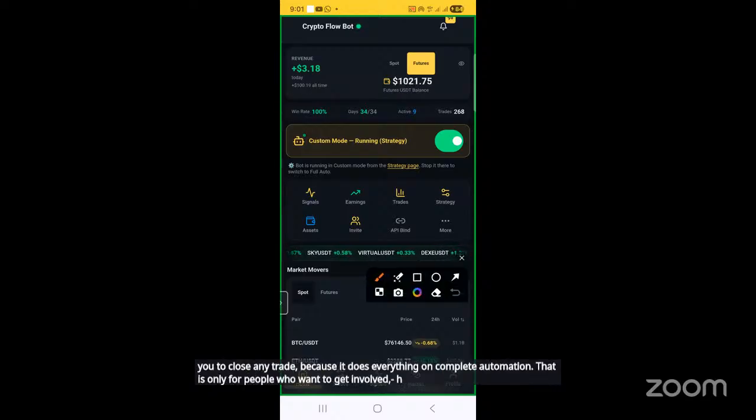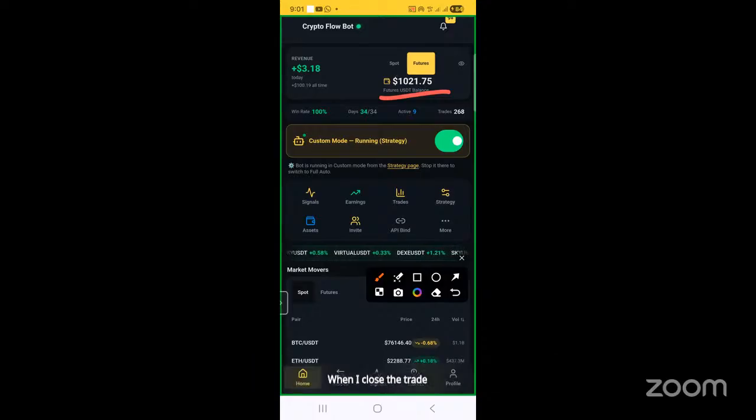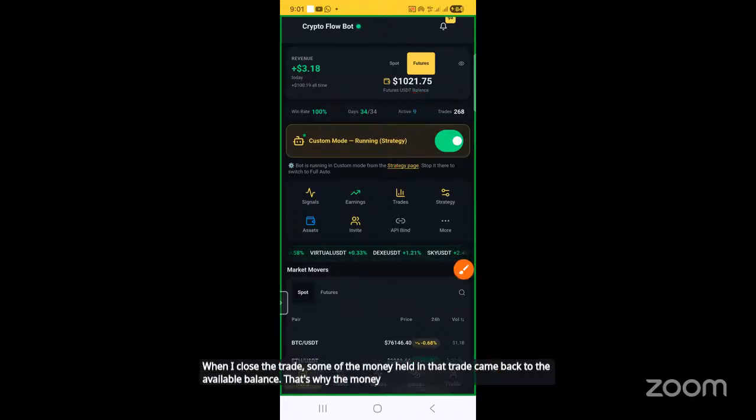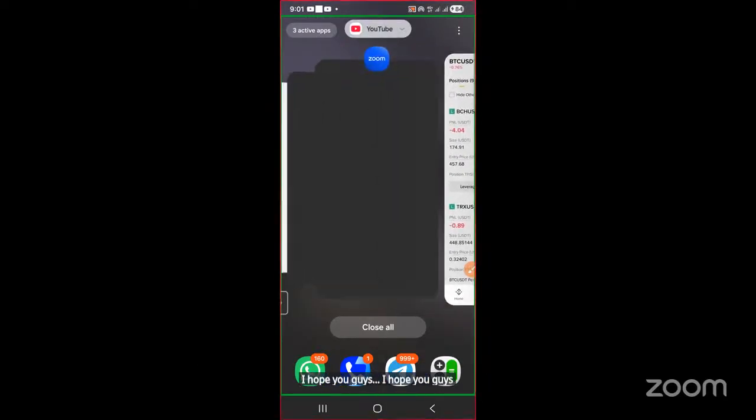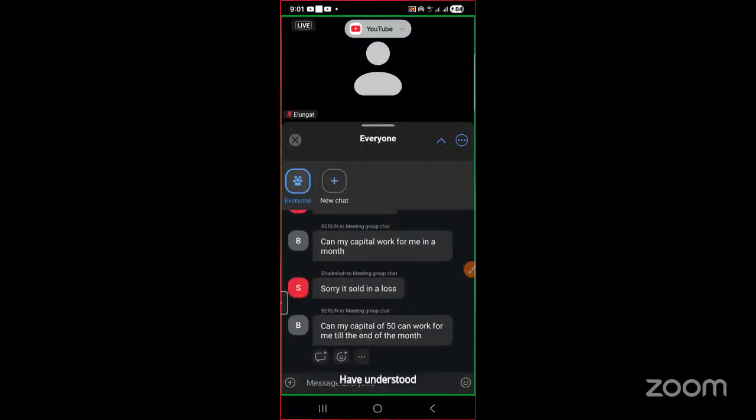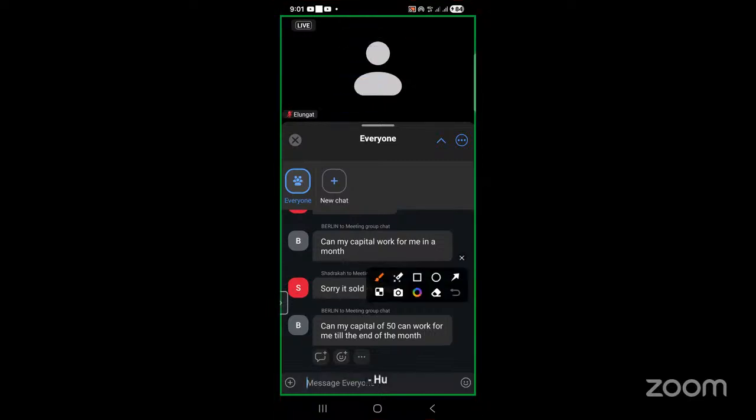Do you see how the money has now increased? When I close the trade, some of the money held in that trade came back to the available balance. That's why the money has now increased. Okay, I hope you guys have understood. You see, that's what I mean. Maybe it's sold at a loss because it hit stop loss.